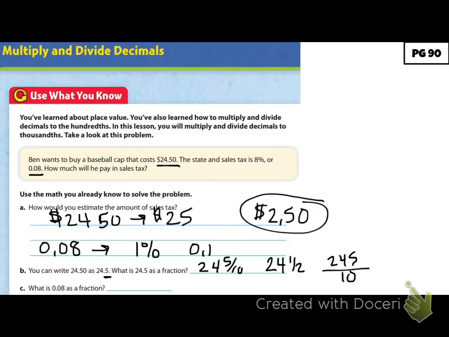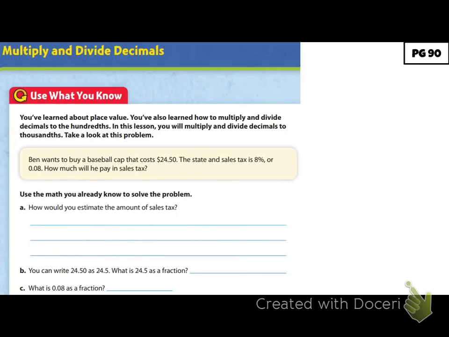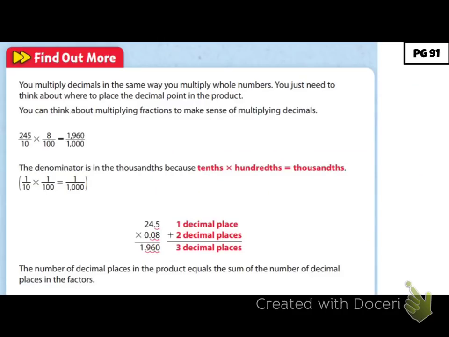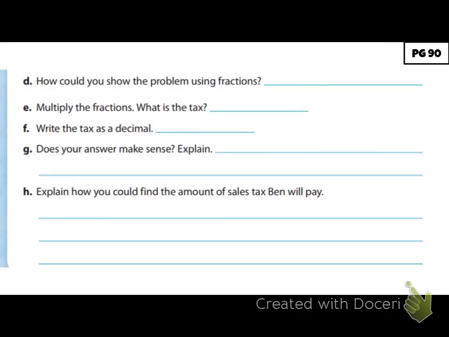So, what is 8/100 as a fraction? Well, it's exactly like it sounds. It's 8 over 100. So it would be 8/100. How could you show the problem using fractions? Well, just like I said up above, we've multiplied, so we can take our fractions that we came up with, and we can multiply them. So, we would have 245/10 times 8/100.